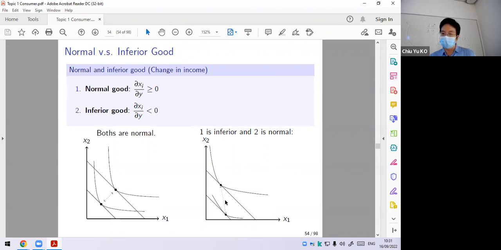But in the case of this graph, good X is inferior, because if income goes up, you actually consume less of it. So it's not immediately clear whether income going up is good news for your firm. Because if your firm is selling a product which is an inferior good, then it's not the case that you're getting better off.